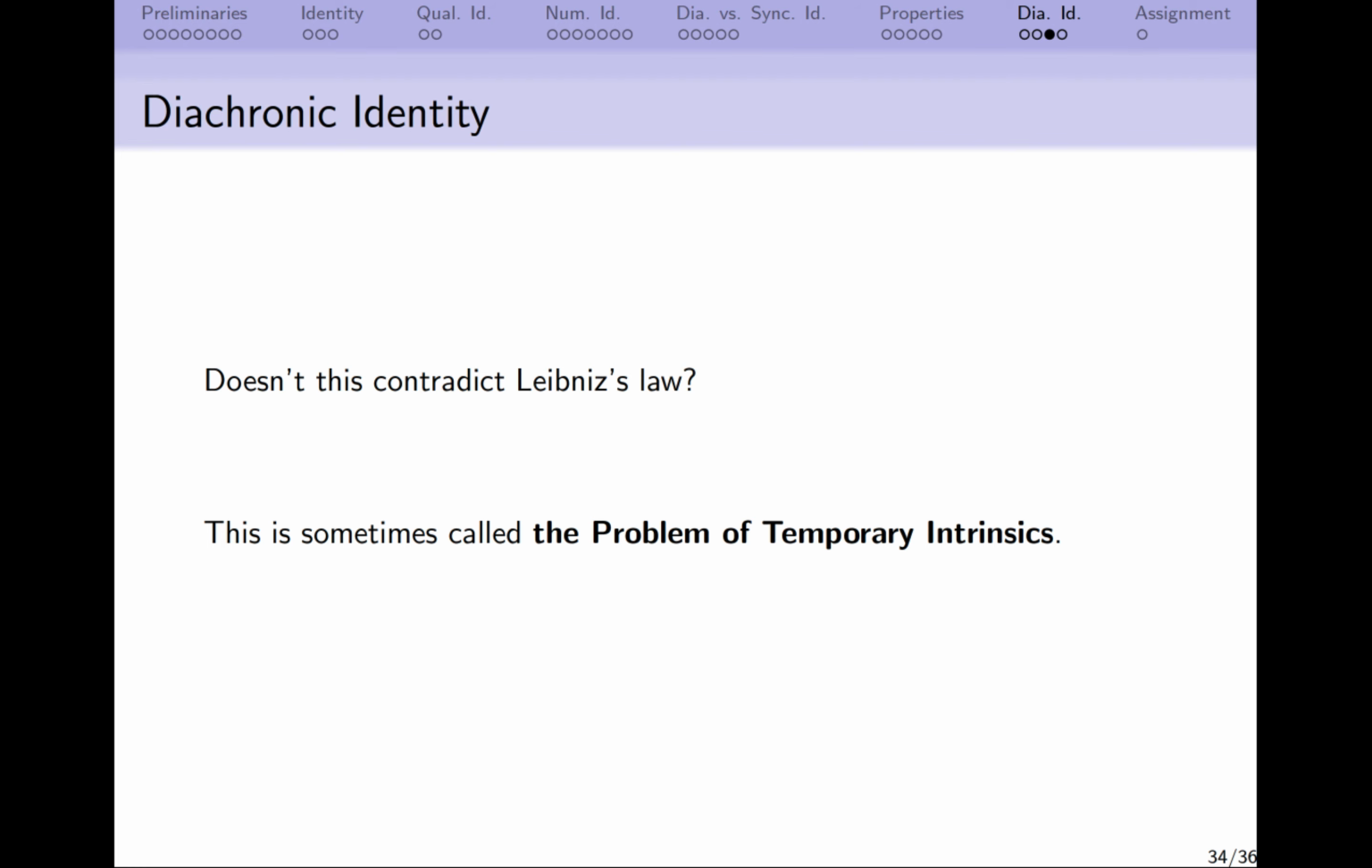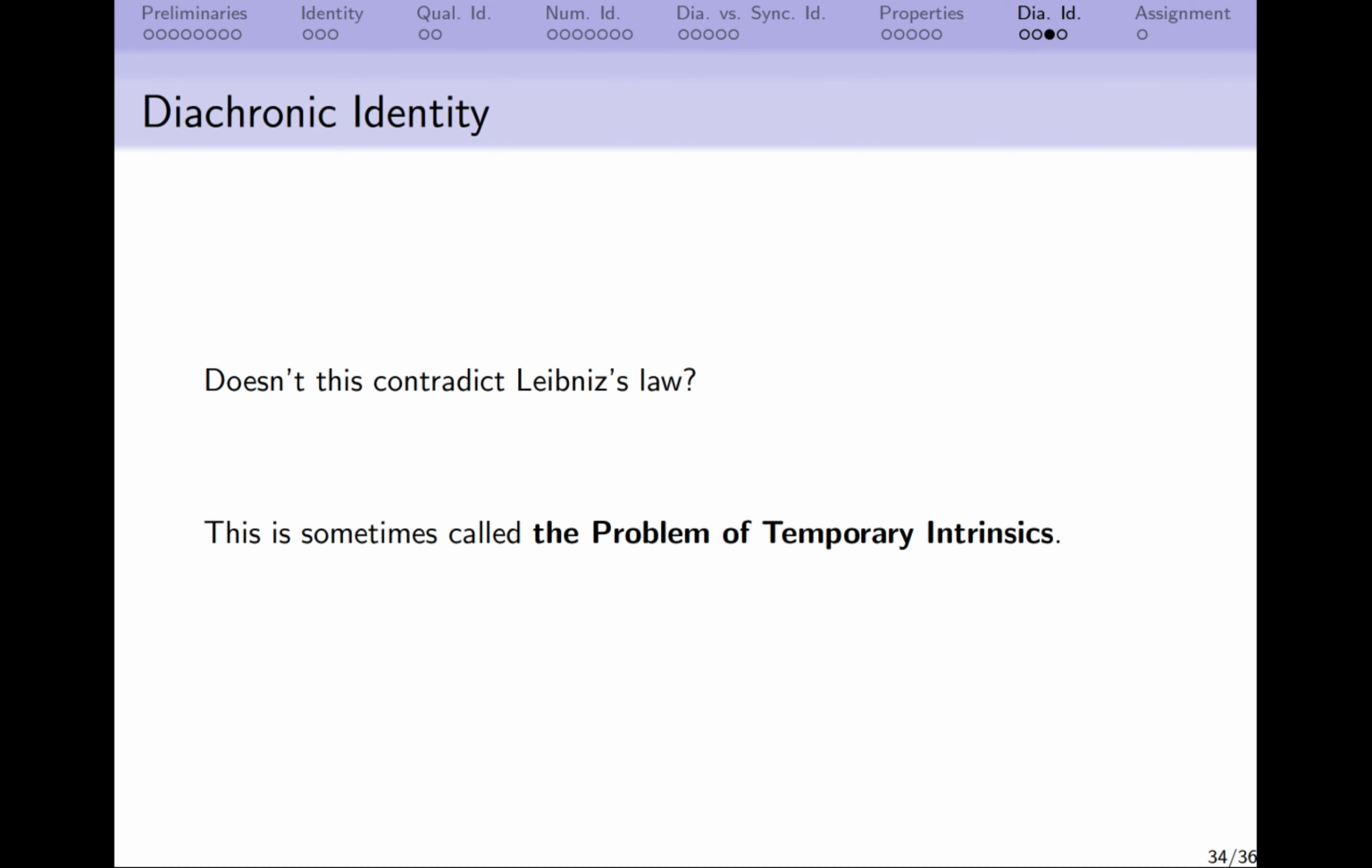So the idea is that we've got a problem because objects change in their intrinsic properties over time, and this seems to be in conflict with Leibniz's law. They change in their intrinsic properties so that their intrinsic properties are temporary. That's why it's known as the problem of temporary intrinsics.